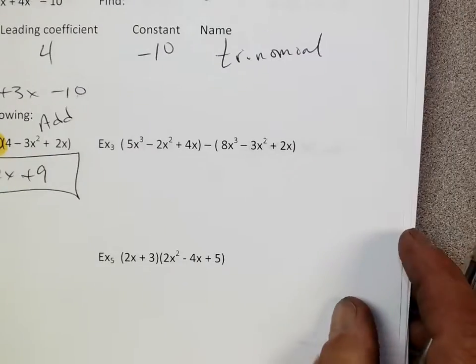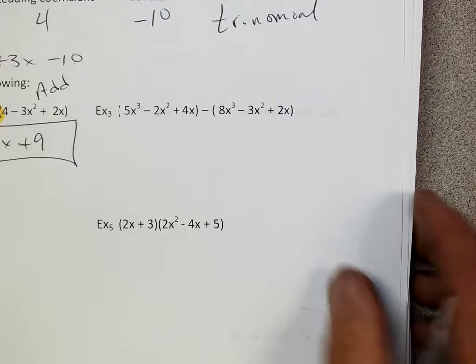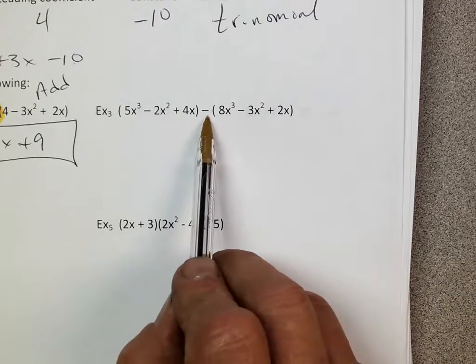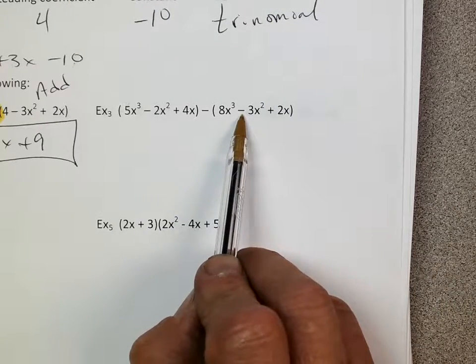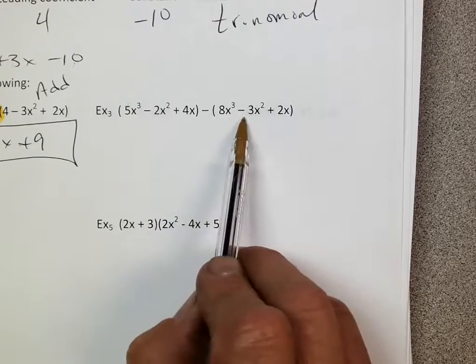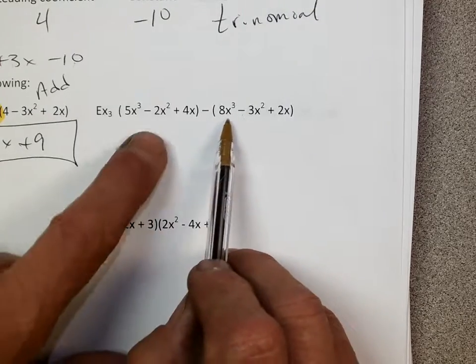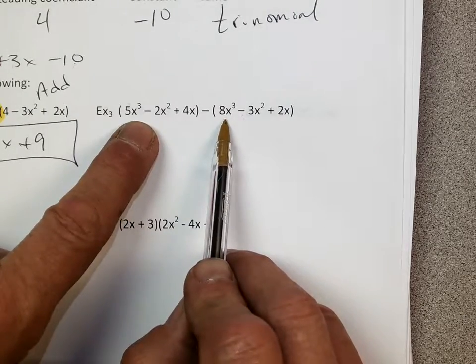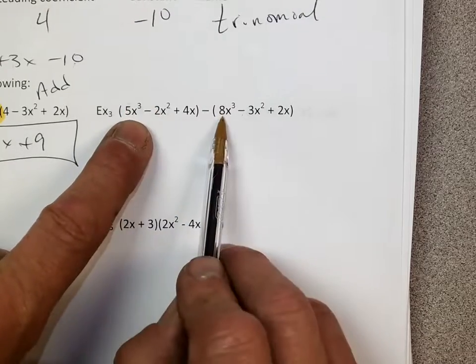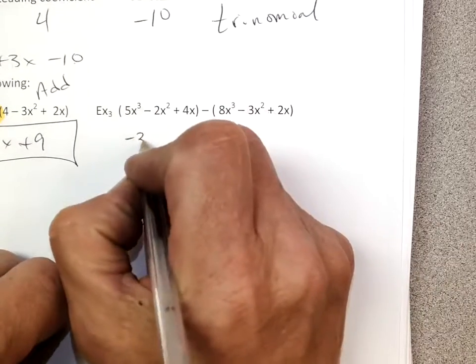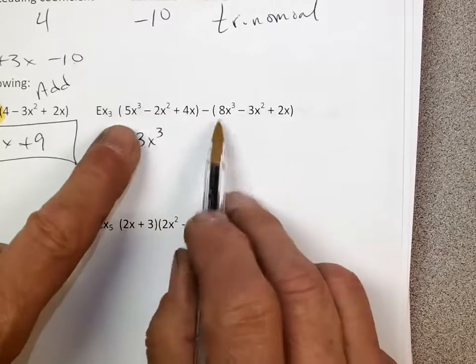Okay, number 3 is subtract. Now, we got to be careful when we subtract because we are going to subtract a negative right here. Okay, everybody see this? We will subtract a negative, which means we'll add, okay? So, real quick though, 5x cubed subtract 8x cubed is a negative 3x cubed. Okay, that's those two.